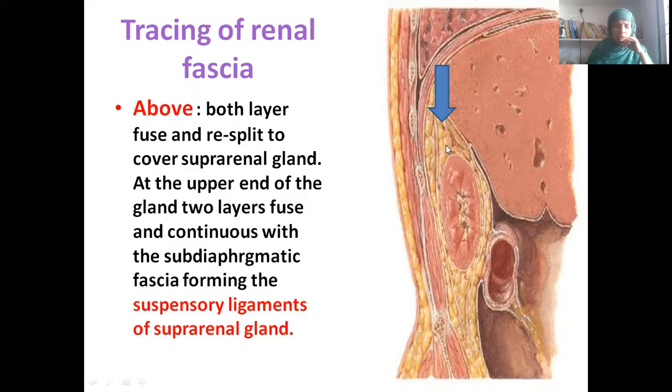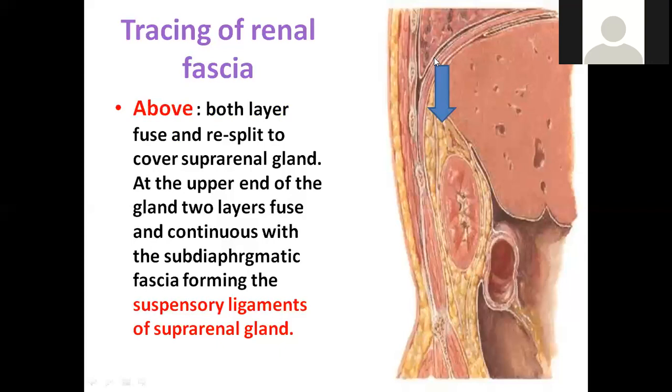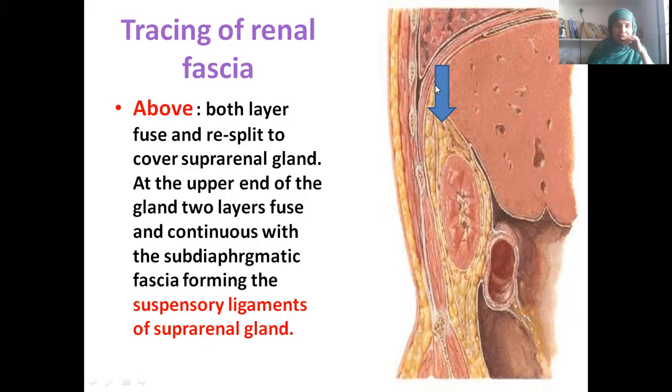What is the name of this gland above the upper pole of the kidney? Suprarenal gland. So the anterior and posterior layers at the upper pole of the kidney split and enclose the suprarenal gland, and they become continuous under this muscle. What is the name of this muscle? Diaphragm. Okay, they are fusing and taking attachment on the under surface of the diaphragm as a suspensory ligament. It gets attached as though it is suspending the suprarenal gland and kidney. That is the suspensory ligament of kidney.